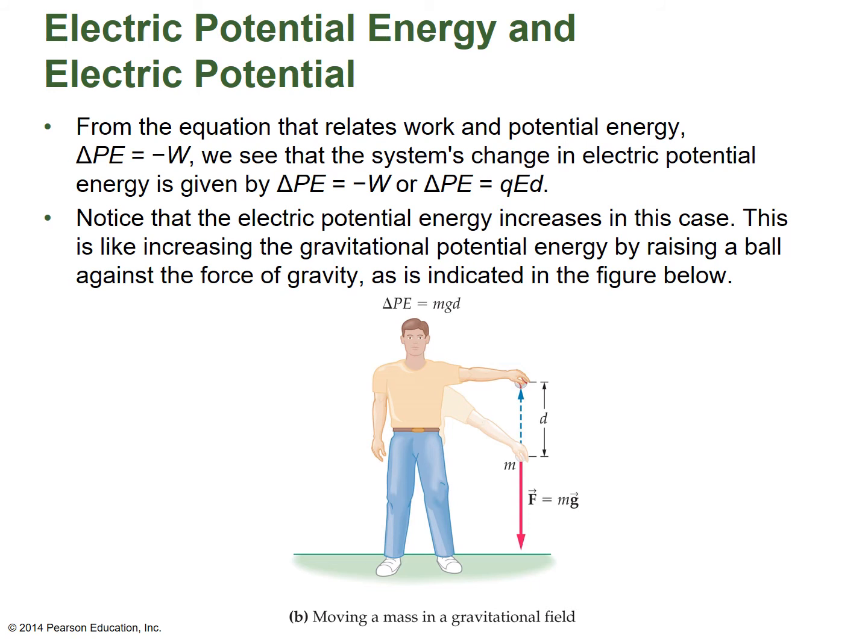If you compare the two, for Q here we have m, for E, the electric field, here we have g, and for d we have d. So the two examples are really equivalent. The only difference between the two examples is that in one case we have a charge and an electric field, and in the other example we have a mass and the gravitational field.